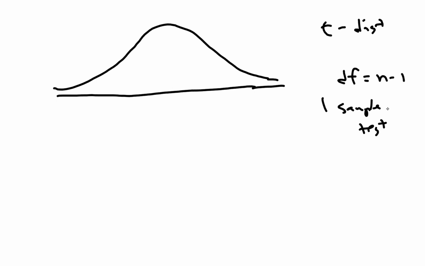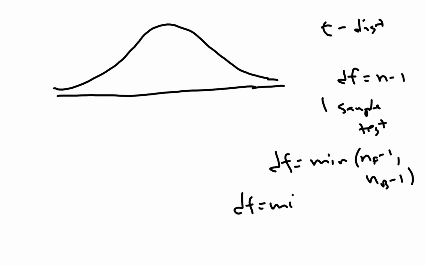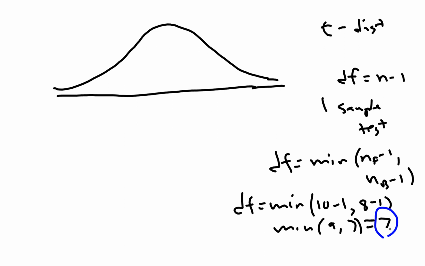And today we have a two-sample test. So what you do is degrees of freedom equals the minimum of n Fish Friends minus 1 and n Buy Right minus 1. So in our case, the degrees of freedom would be the minimum of 10 minus 1 and 8 minus 1, or the minimum of 9 and 7, so you would just get 7 for an answer. And that's sort of just like playing it safe. You just go with the smaller degrees of freedom to be safe.